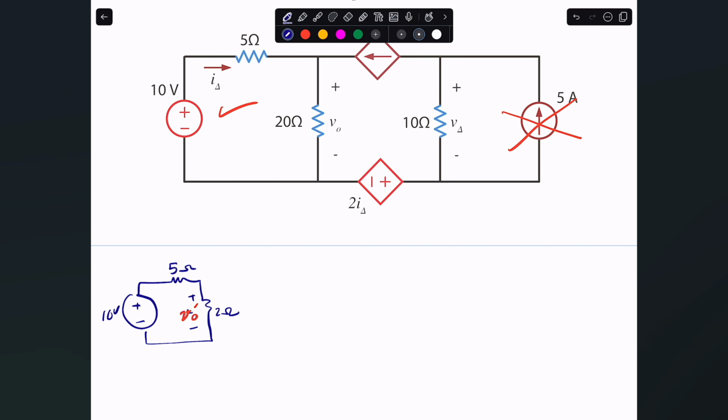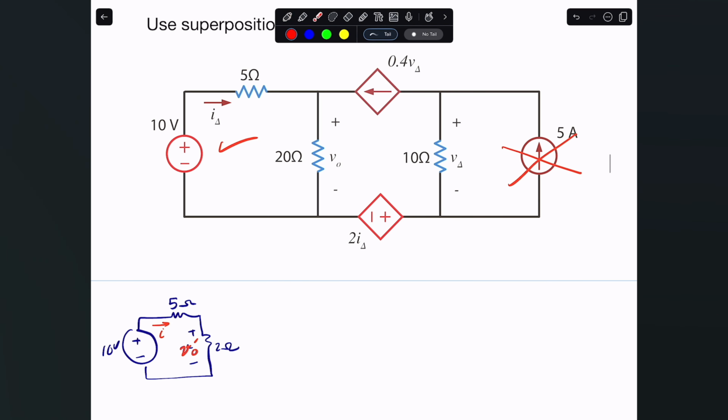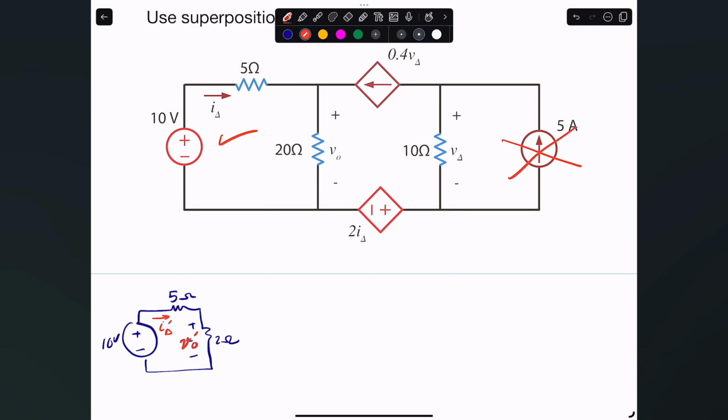Also I want to track that this one here is I delta, because one of the dependent sources will depend on it, but this is not the actual I delta, this is I delta prime. It's not like the original, so we have to distinguish. All right, so we do that in here. This current source is a dependent current source, so it stays on, and it depends on 0.4 V delta prime, and that V delta prime is actually across this 10 ohms in here. So this 10 ohms will have plus minus V delta prime.